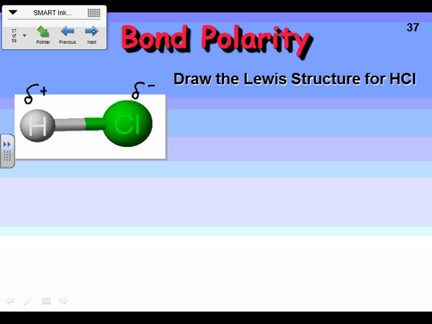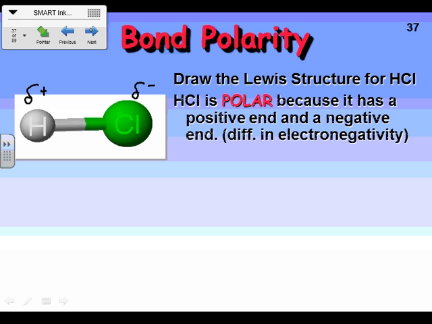Okay, so on bond polarity, the first thing that you would do on any of these to figure out the polarity is you draw the Lewis structure, okay? And the Lewis structure for HCl basically just looks like this. So the HCl is polar because it has a positive end and a negative end because there's a difference in electronegativity. If you have just two atoms, it's really easy to figure out whether it's polar or not, right? You just look at that difference in electronegativity and that will tell you.